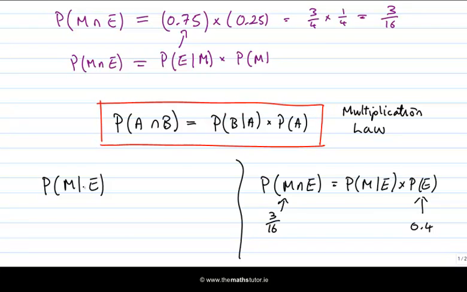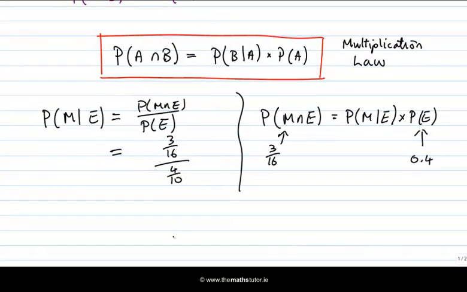So the probability of M given E, well, if we just divide across by the probability of E there, we get the probability of M intersection E divided by the probability of E. And now we know both of those things there in that ratio. We know that this one is 3 over 16, and this P of E here is 0.4, which is 4 over 10. And what is that? That's 30 over 64. Just simplifying the fraction there.